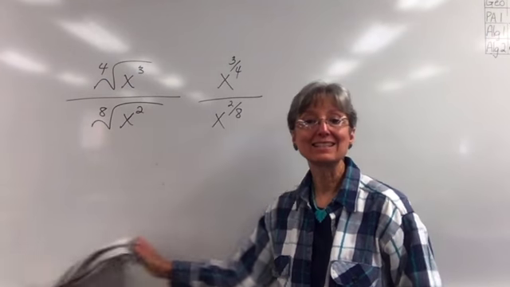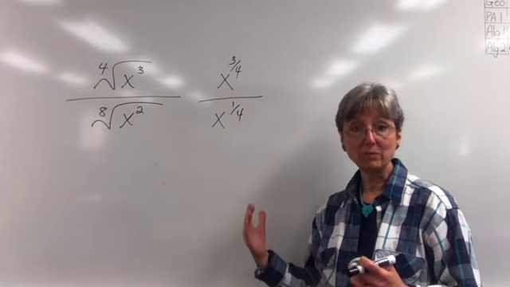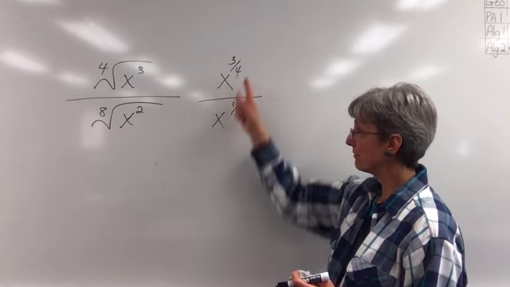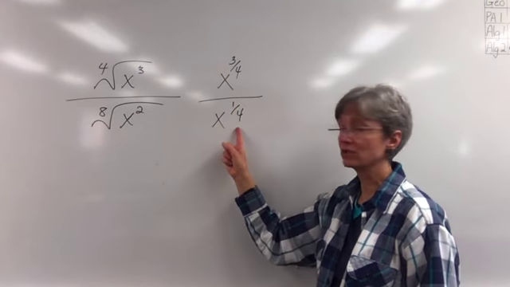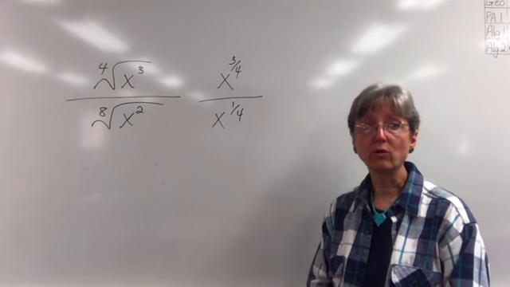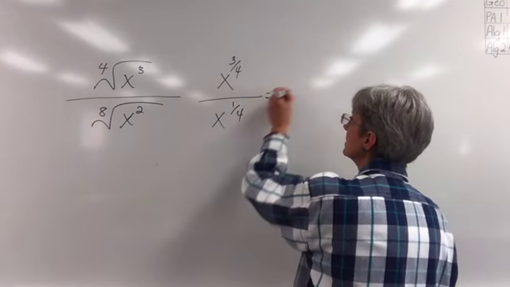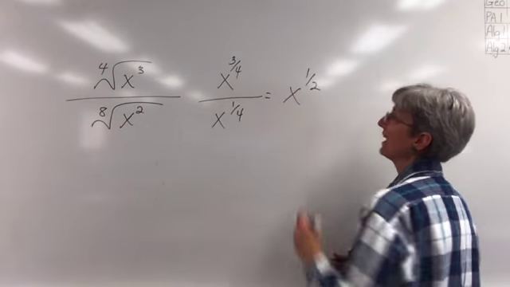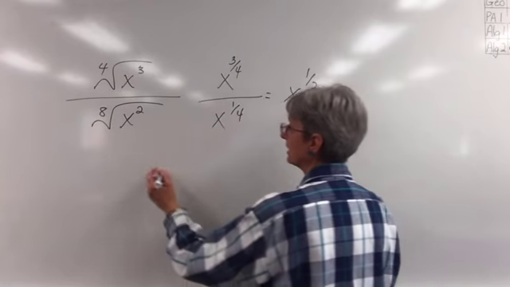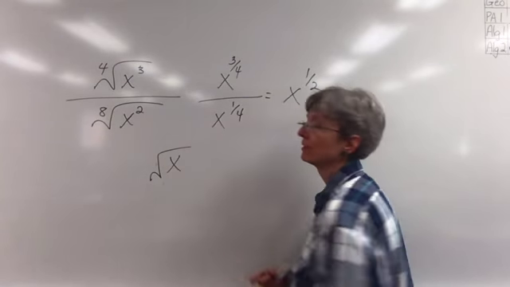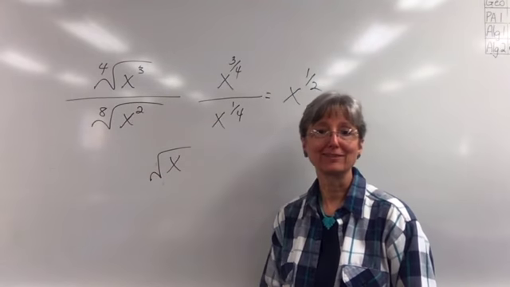I can totally simplify that. 2 over 8 is the same as 1/4. Now, since I have the same base, I have 3/4 over 1/4, I can subtract, right? So what's 3/4 minus 1/4? That's 2/4 or 1/2. So this is x to the power of 1/2. And remember, 1/2 means the square root. So my final answer is the square root of x. That looks a whole lot simpler than that.